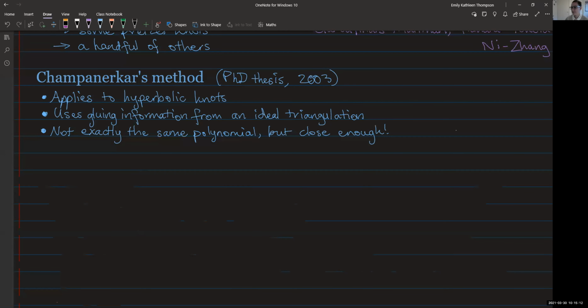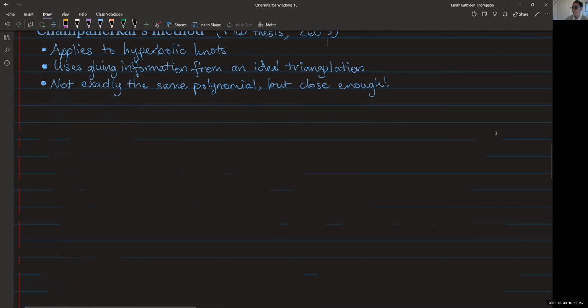Okay, so this is the state of play, and that brings us to the work that my supervisors have been doing in the last couple of years. Let me tell you about what I'm calling the Ptolemy method.